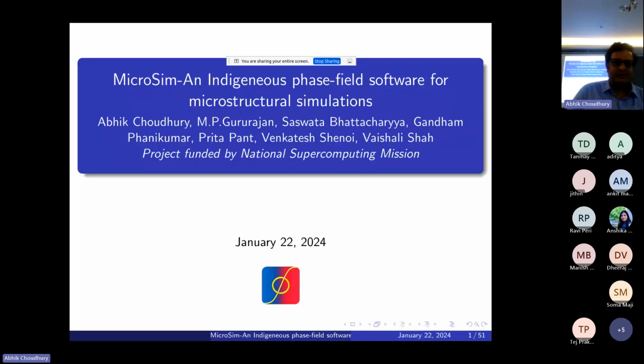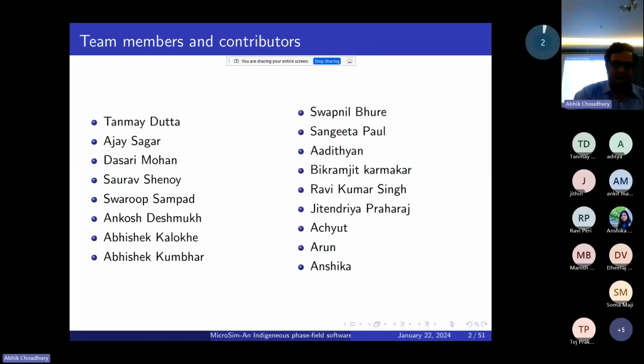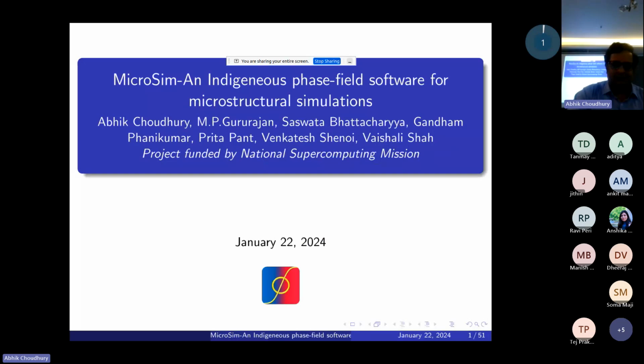So MicroSim as an initiative was made possible by a National Supercomputing Mission project, which got us developers together. As you will see later, they are from different universities, but we have gotten together as a common initiative to get this particular software together because we thought that this is an important activity required for any progress that is utilizing phase field type of models.